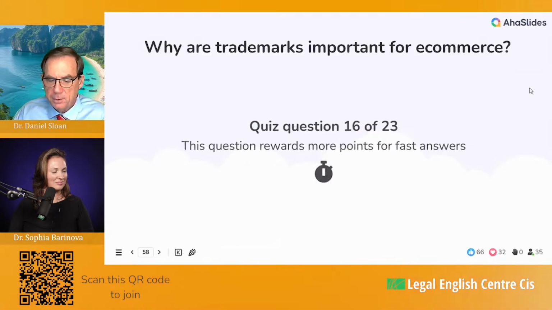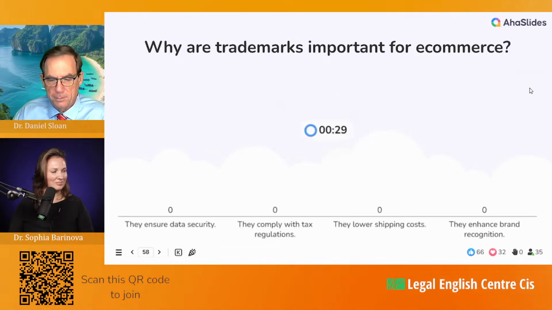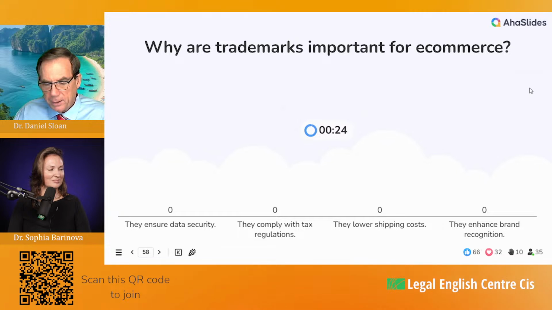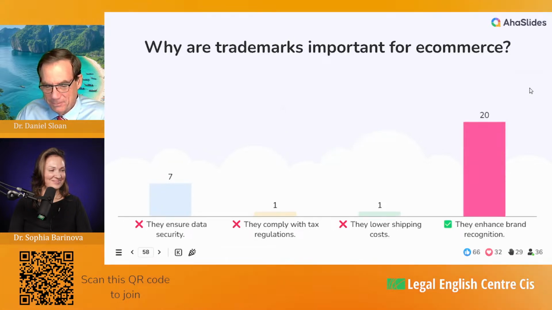See if we have any insights into trademarks. Why are trademarks important? They ensure data security. They comply with tax regulations. They lower shipping costs, or they enhance brand recognition, excuse me. I think we're going to have to change that, like you said. We will not give this hint. I think you'll manage to catch it, but still. There you go. They enhance brand recognition. Trademarks don't really help with data security.